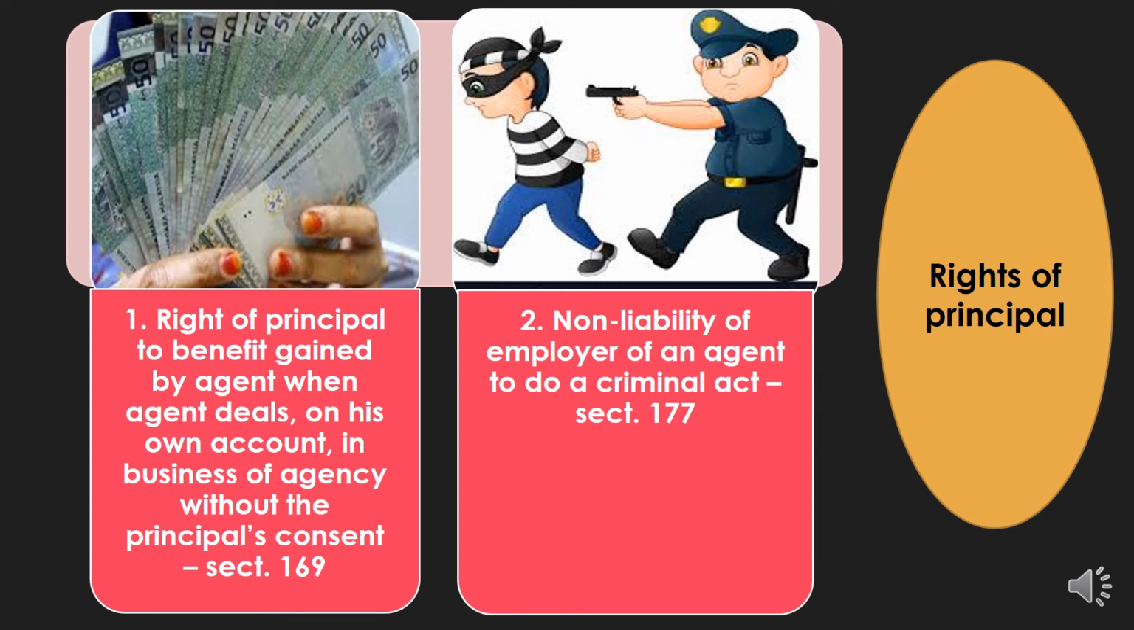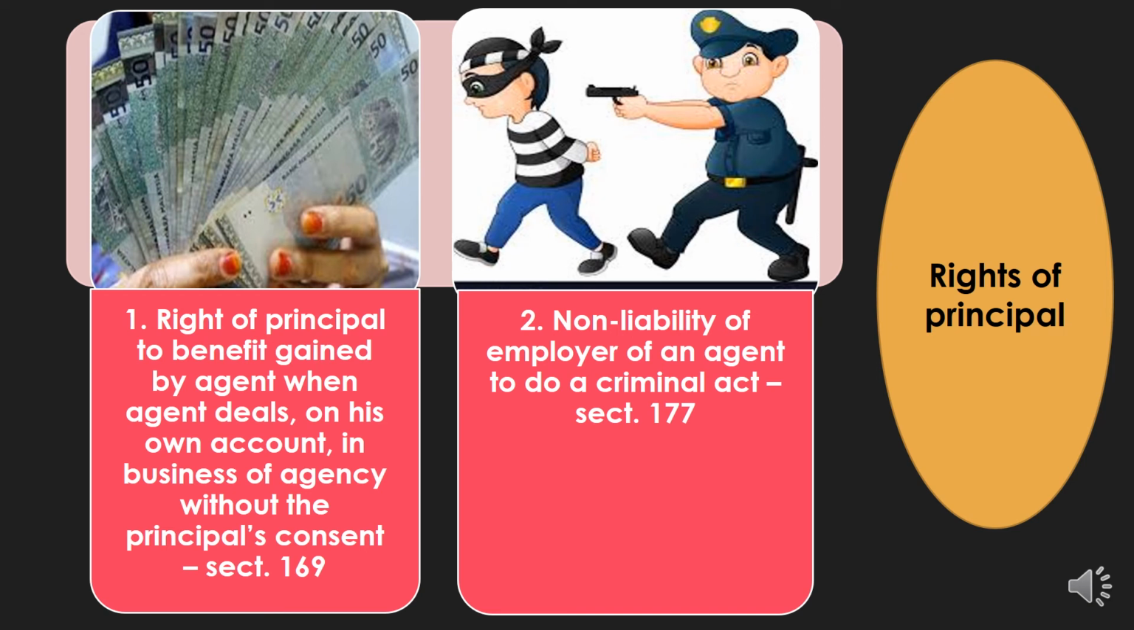Rights of principals. What are the rights of principals? Now, remember I said an agent cannot make a secret profit without the consent of the principal. If the agent does that, the agent has to return everything to the principal. So now, the right of principal: it is the right of the principal to the benefit gained by the agent when the agent deals on his own account in the business of agency without the principal's consent. So it is the principal's right to get the money gained by the agent who does some other business using the agency for the agent's benefit. All this benefit becomes the principal's rights. So it's the principal's right to get everything, alright? Do you understand what I'm saying?